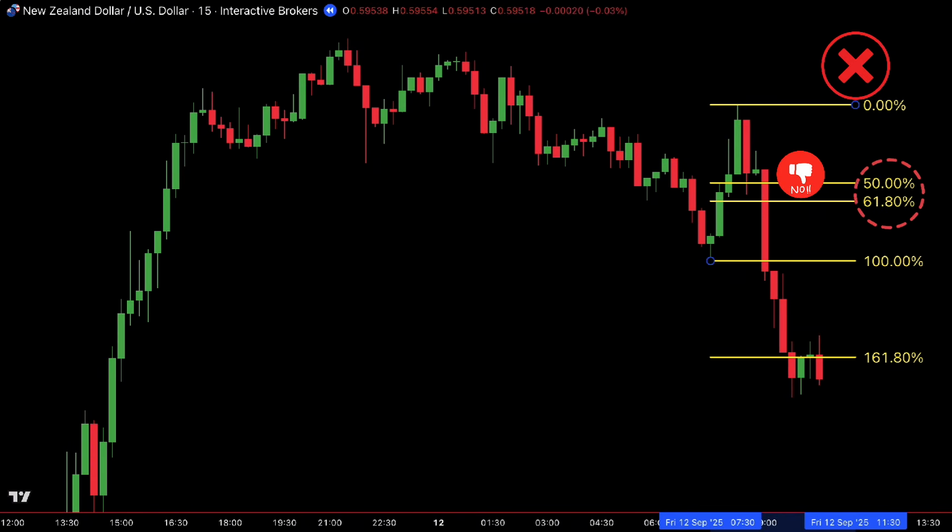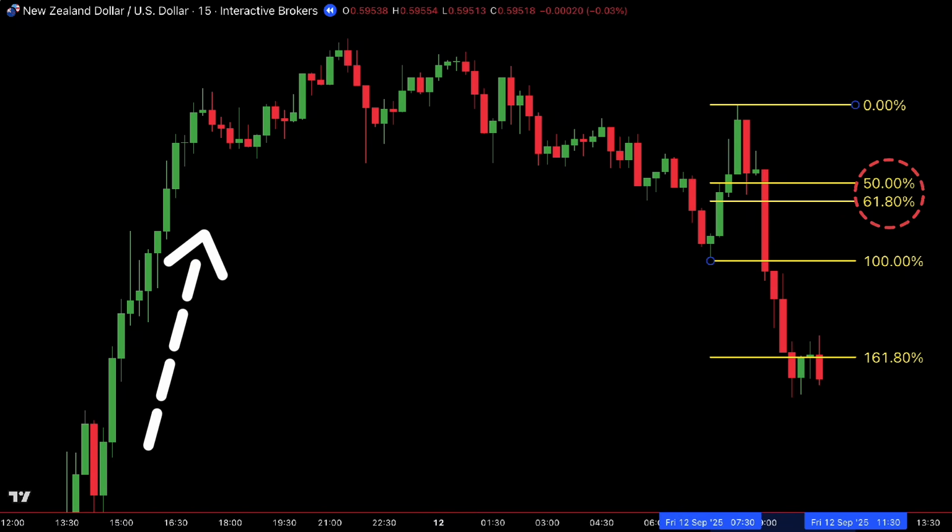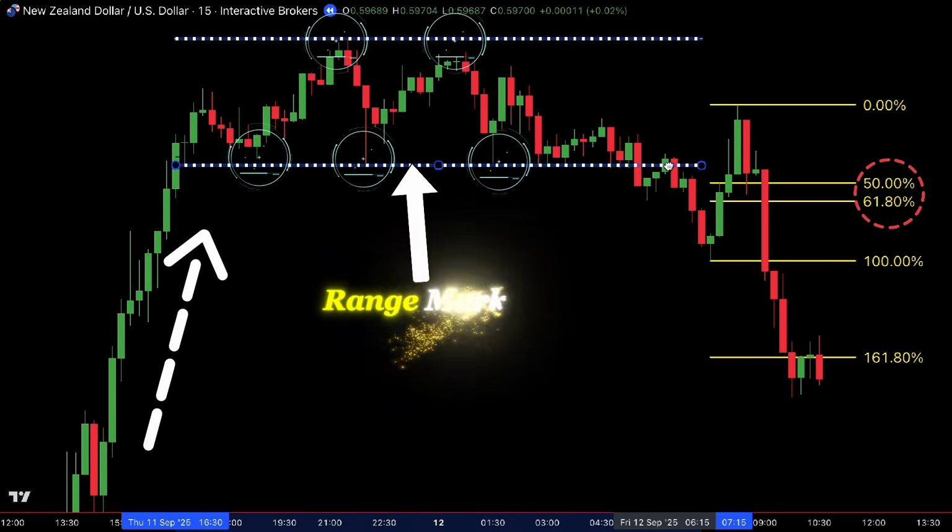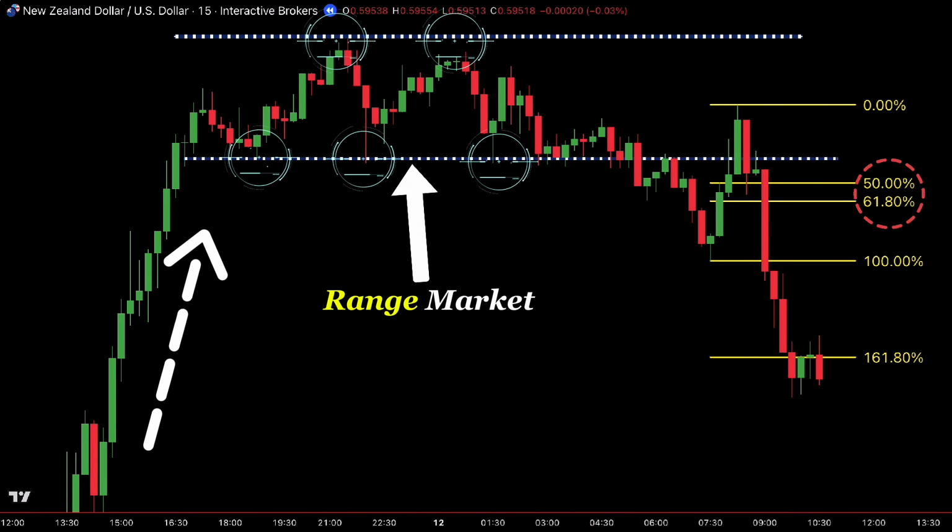Let me explain. Here, the market was trending up until it stopped. Price entered a range, a distribution phase. At this point, buyers were no longer in control, so even if you pull a Fibonacci retracement and look for the 50% or 61.8% to continue the uptrend, it will not work.